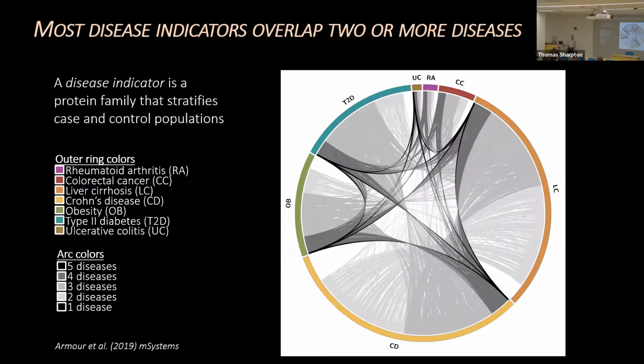The arcs represent indicators that are common to 2 or more diseases. All right, so this protein family here is an indicator of Crohn's disease and obesity and type 2 diabetes and liver cirrhosis. Now, if you do the statistics on this, it turns out an indicator of one disease is more likely than you expect by chance to be an indicator of multiple diseases. Disease is defined by a change in protein pathways that are commonly perturbed in chronic disease individuals, much greater than we expect by chance.